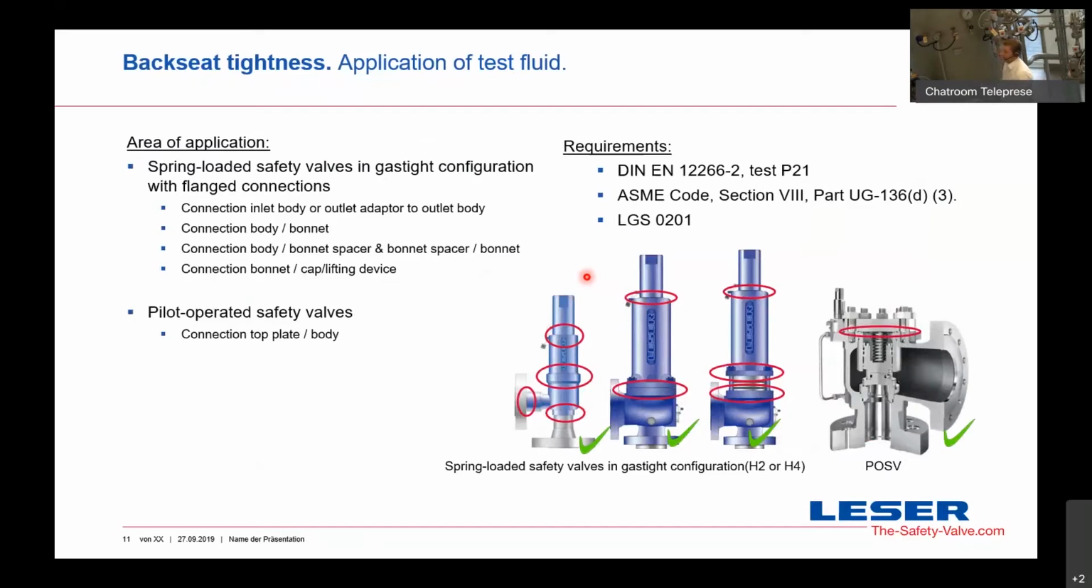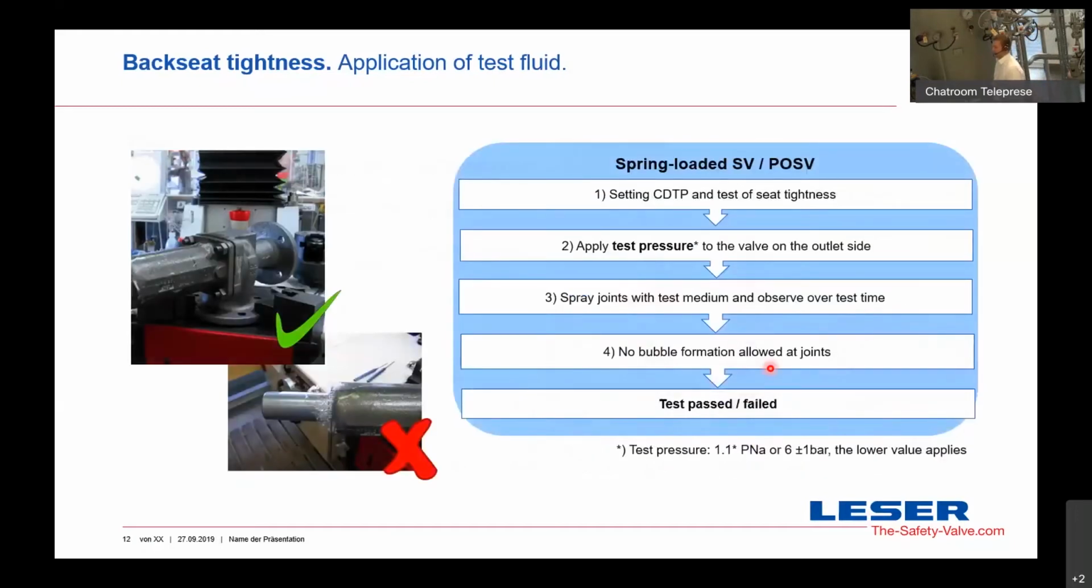designs. If you have a compact performance on the left side, it is important to spray with a liquid spray to see some bubbles or not to the inlet body or outlet adapter to the outlet body here. And there is a connection from the body to the bonnet and from the bonnet to the cap. And if you have a balanced bellow, we see it on the next slide. There is one example a little bit later for a balanced bellow design.